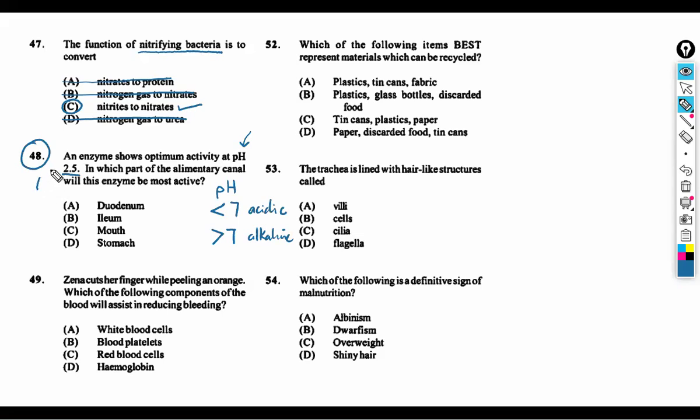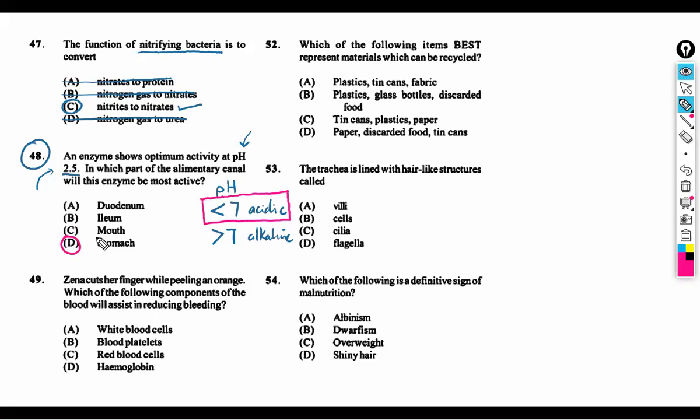Now, they said that the pH value is 2.5. Now, 2.5 is clearly less than 7. So they're really trying to say we're dealing with an acidic environment. When we were doing the digestive system, what's the only part of the digestive system that's acidic? Right, Naveed, correct. Right, Ezekiel, correct. It's the stomach. That's the only part of the digestive system that's truly acidic.